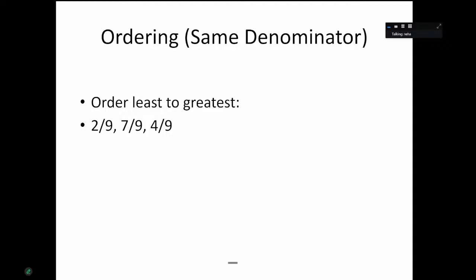So the ordering is basically when you go from least to greatest and all of the fractions have the same denominator. So for example, in this order, we have 2/9, 7/9, and 4/9. But since it has to go from least to greatest, you have to switch the 4/9 and the 7/9 places so that it can equal 2/9, 4/9, and then 7/9.